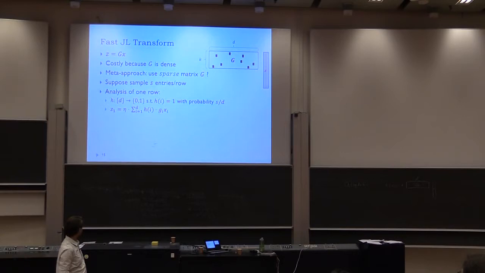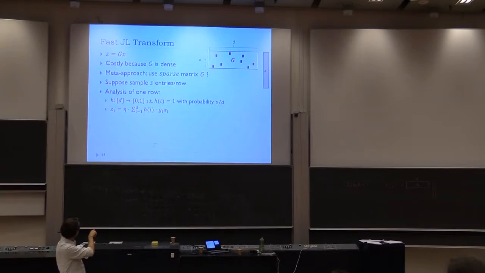We can try to redo the same kind of analysis that we did for Johnson-Lindenstrauss, and again, doing a one-dimensional embedding corresponds to looking at what happens in one particular row. One particular row corresponds to one coordinate. So let me denote this function h to say which of the entries of g have been sampled. So h of i will be equal to 1 with probability s divided by d, essentially to get sparsity s per row.